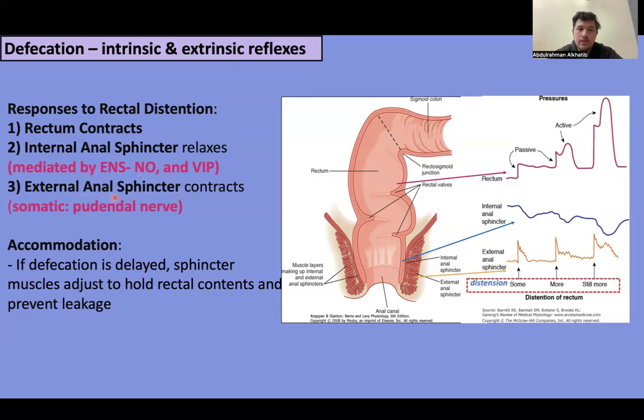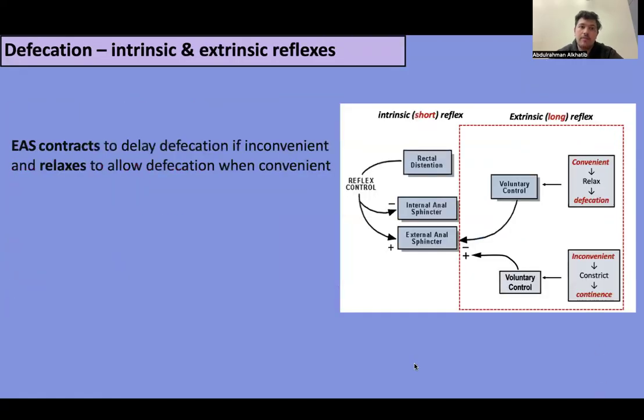The external anal sphincter is innervated by somatic innervation via the pudendal nerve, and this will contract, as you can see here on the diagram. As the pressure of the rectum increases, the external anal sphincter pressure will also increase. So as we have mentioned, the external anal sphincter will contract to delay defecation and relax to allow defecation whenever it's convenient. Of course, it's under our voluntary control.